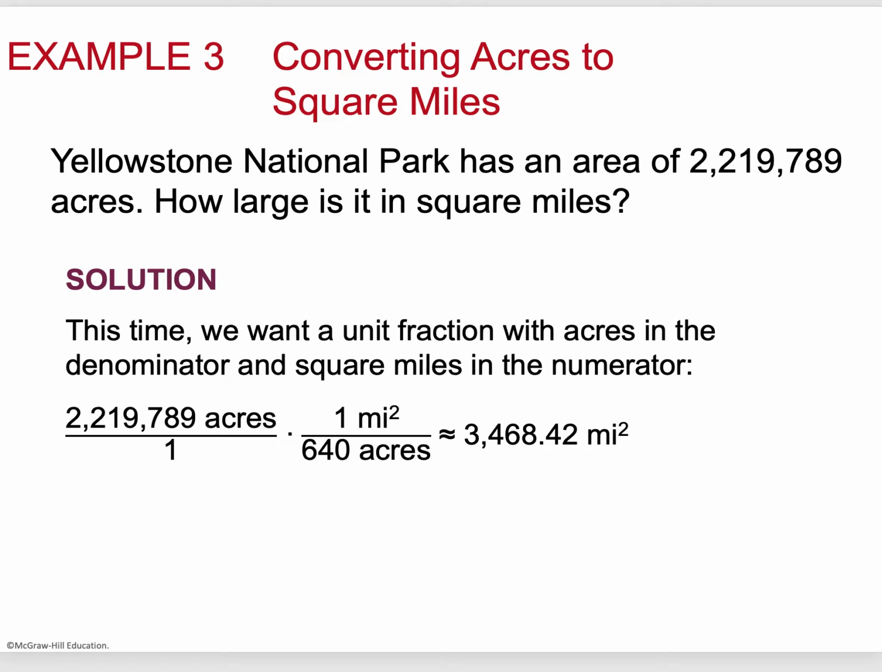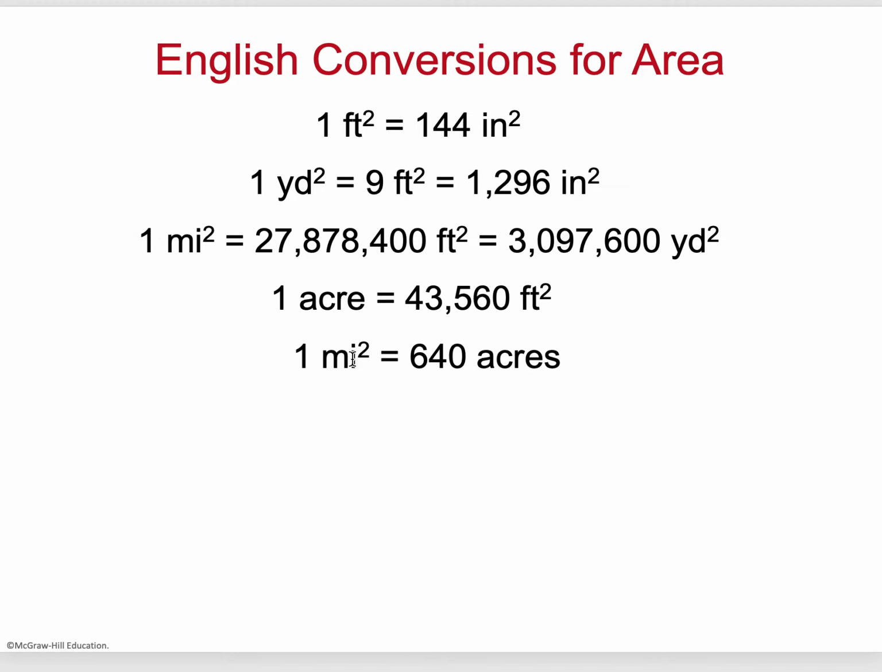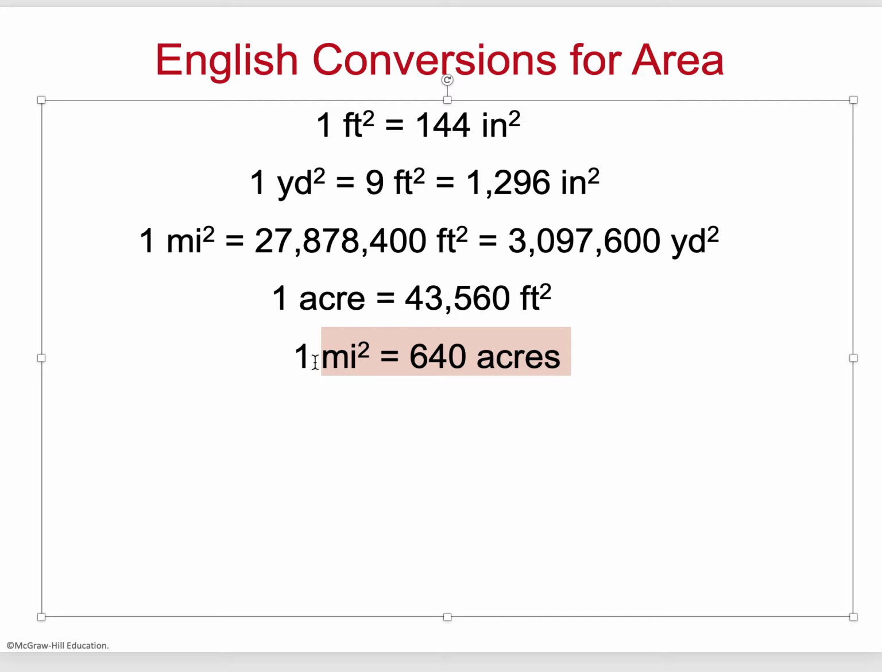So if I have an area of 2,219,789 acres, how large is it in square miles? I'm going to definitely have to use the conversion factors from here to go from acres to miles, because I don't have a frame of reference. I can't multiply by something twice because I did not give you that conversion factor.